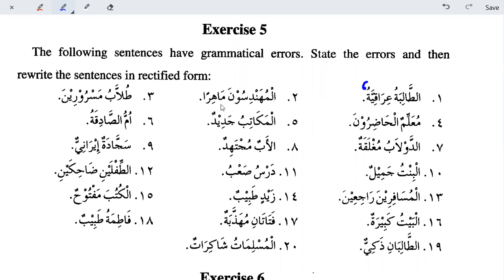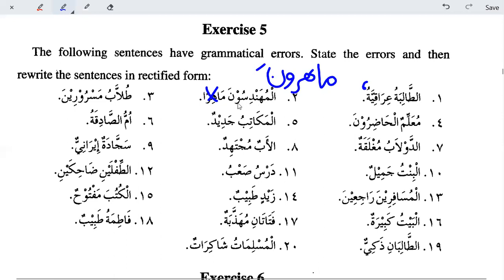Al-Muhandisu Mahirun. Mahiratun? No. Anyone? Mahiruna. Yes, Mahiruna. Because Muhandisun is plural, we need a plural khabar also. Next.